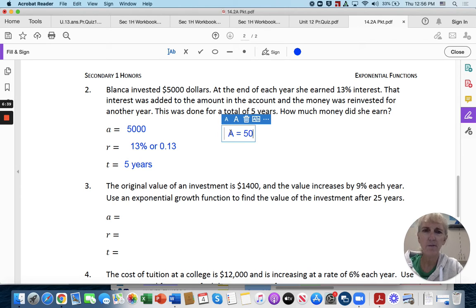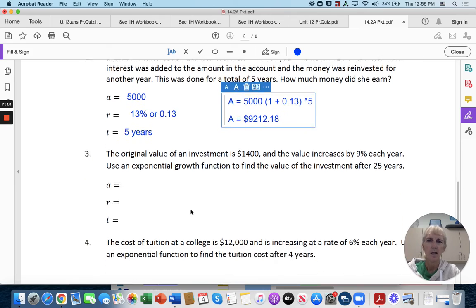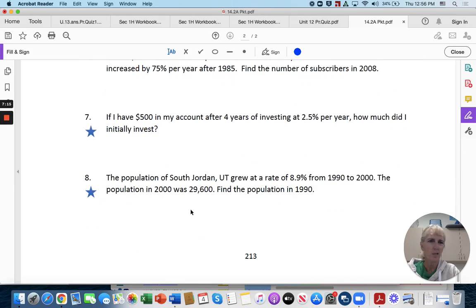A equals 5,000 times 1 plus 0.13 raised to the power of 5. Okay, try that on your calculator first. Pause the video and see if you can get the same answer as I got. Okay, so the total amount should be $9,212.18. All right. So I think you can finish the rest of these.